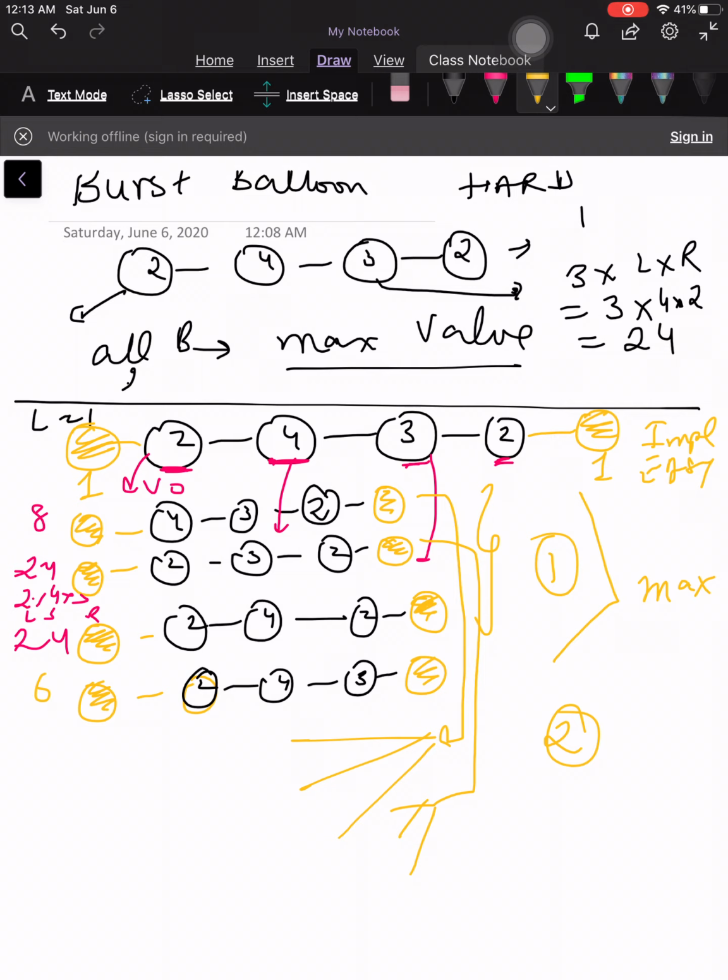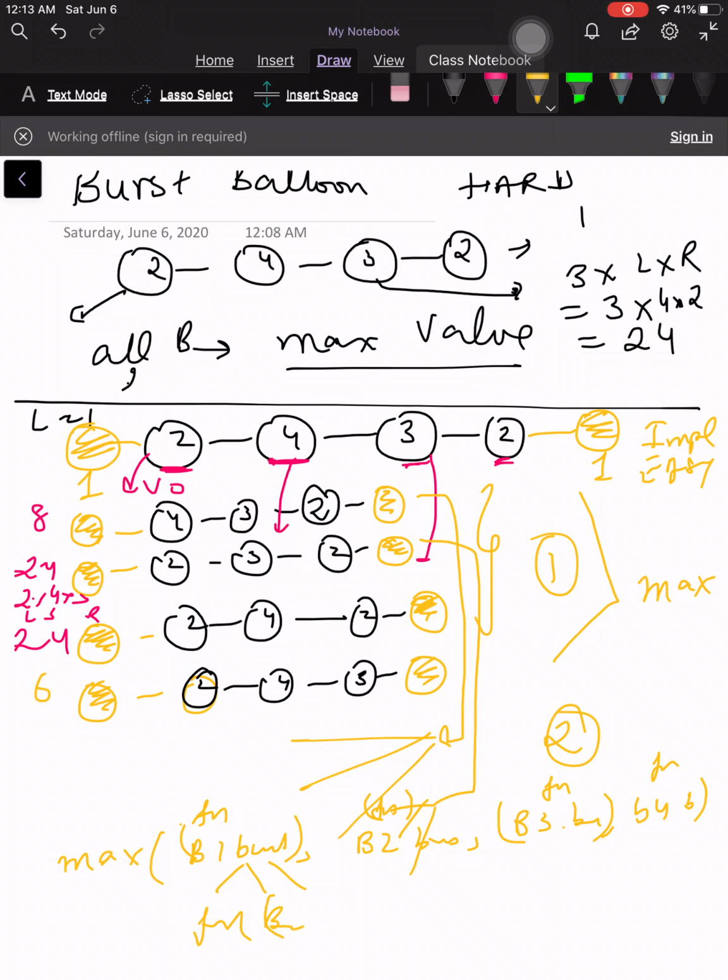So what we do is, do max of balloon 1 burst, option balloon 2 burst, balloon 3 burst, balloon 4 burst, and this is your function. You call a function fn with this, function with this, function with b3 burst, function with b4 burst. Similarly, this will go and call again function with b2 burst, max of b2 burst, and like this.